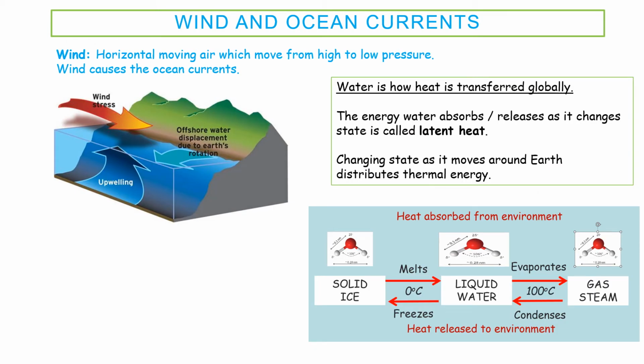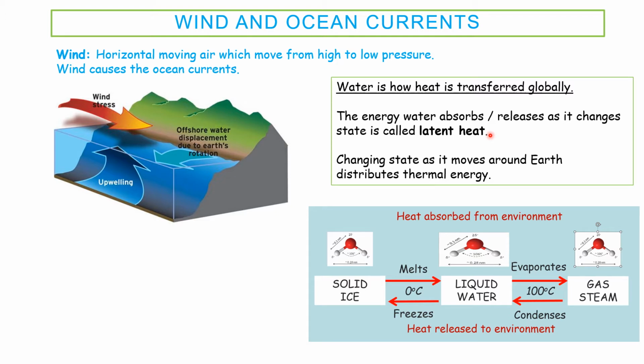A big factor that affects the biome is also the wind and ocean currents. So the wind is defined as horizontal moving air which moves from high to low pressure, and the wind actually causes the ocean current. So the wind goes across the top of the sea, that causes water to move away from the land, and it can cause upwellings to occur. And water is basically how heat is transferred globally.